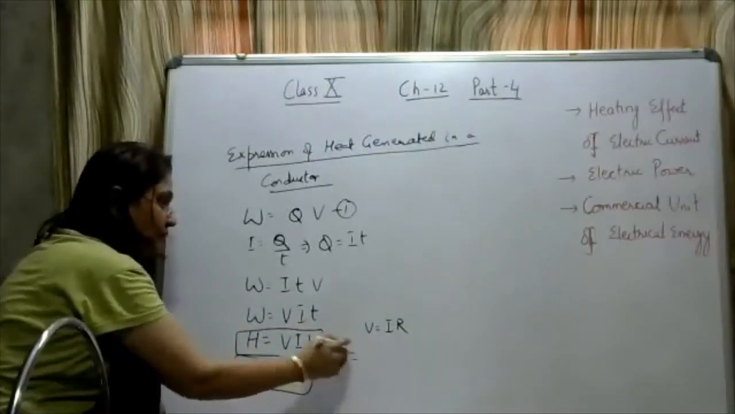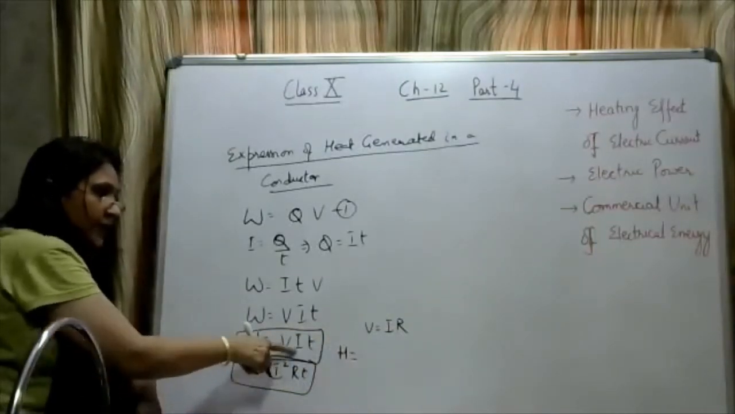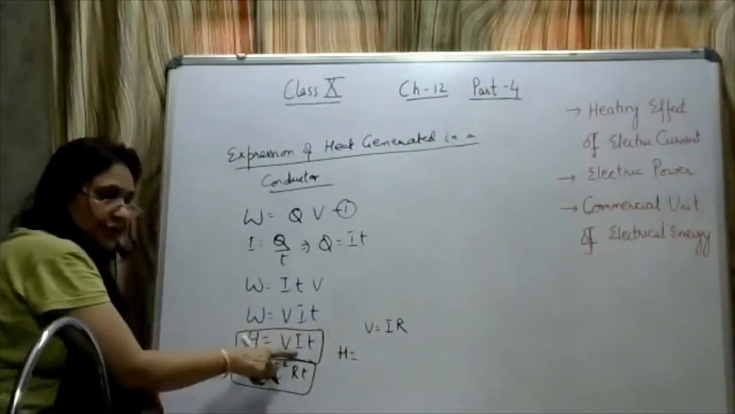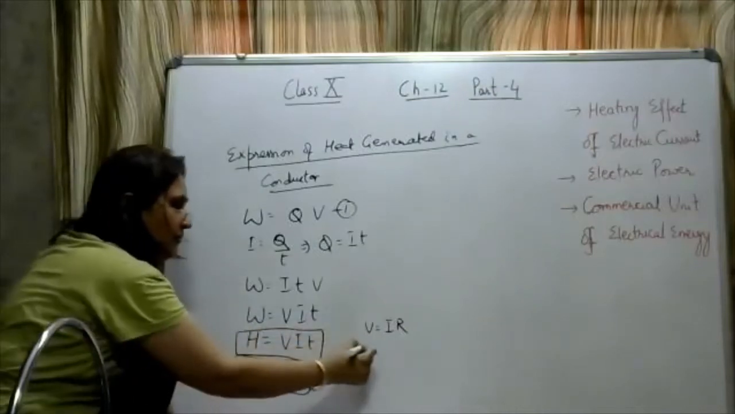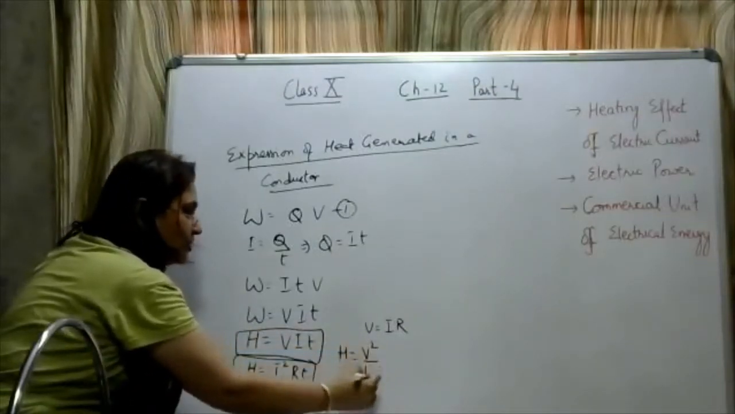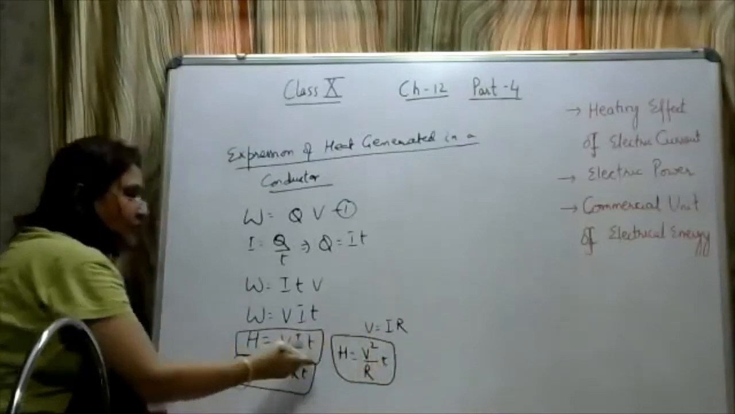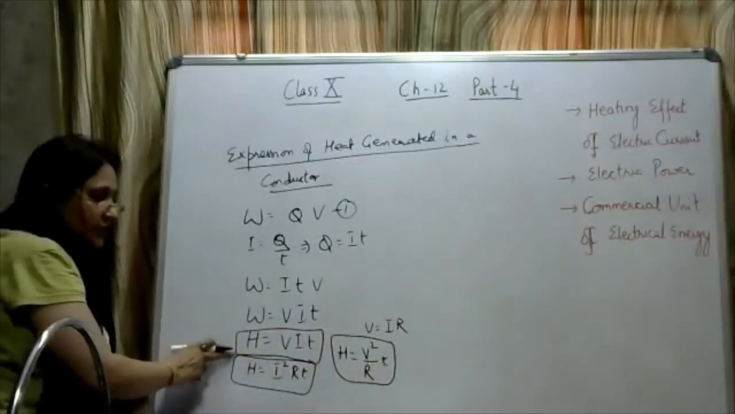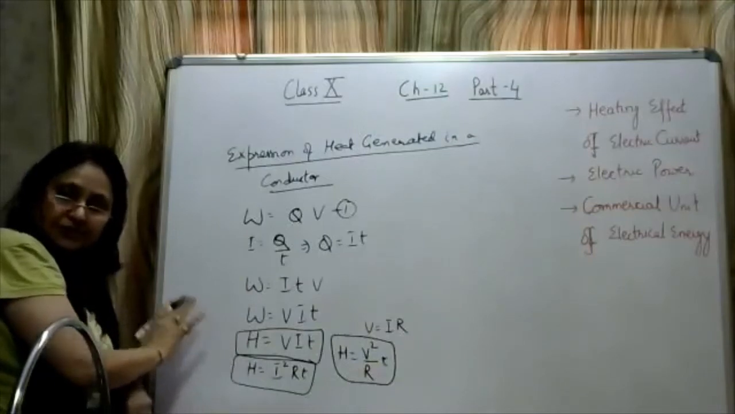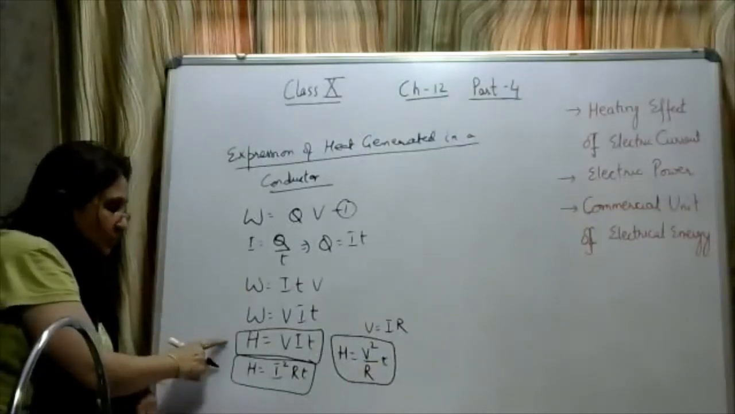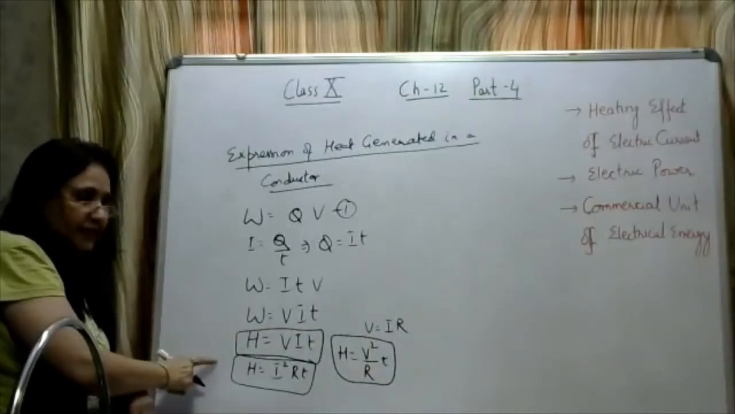Also in terms of V and R, that is, eliminating I from here, I is equal to V upon R. Substituting I is equal to V upon R, we get heat energy produced is equal to V square upon R into T. So these are the various expressions of the heat energy produced, which is the heating effect of the electric current whenever the current passes through any conductor having some resistance.